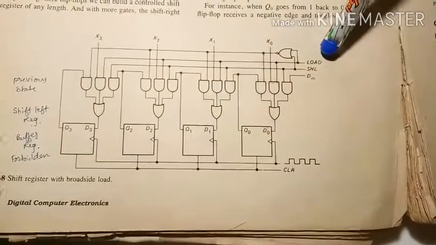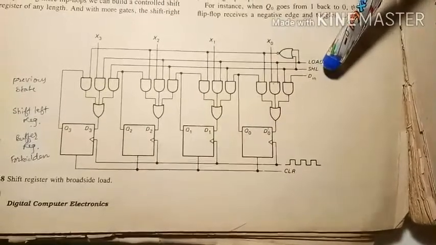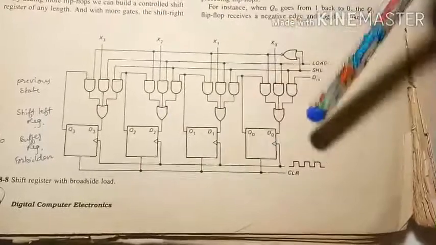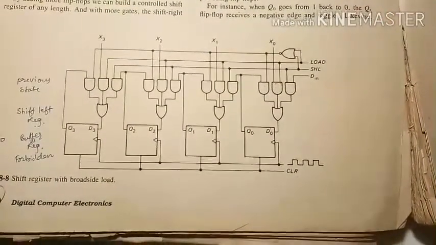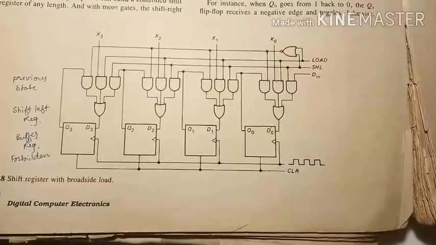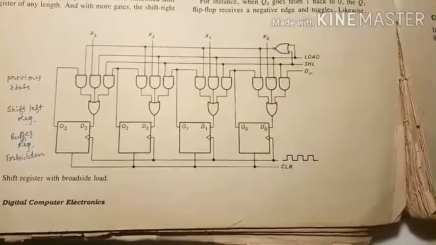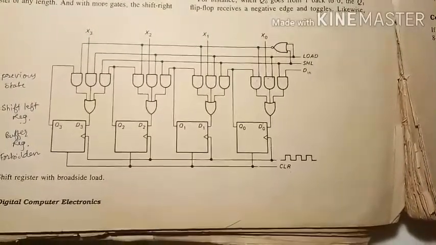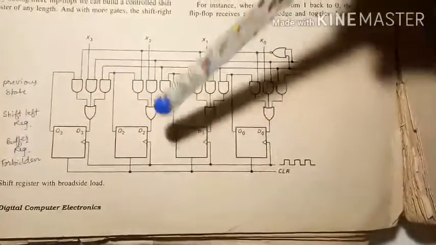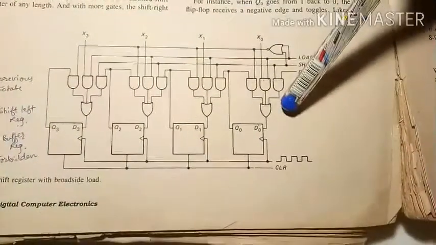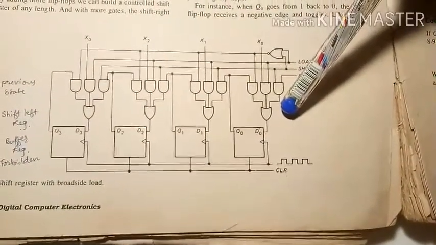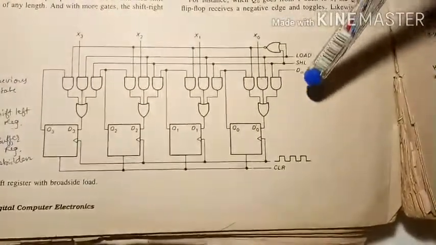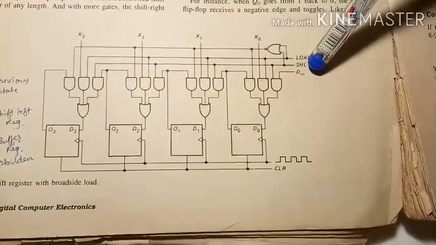If load is 0 and SHL is 0, then no change in the state of the output of any flip-flop is observed. It means it retains its data in each flip-flop as the positive clock edge arrives. That means this is nothing but a register circuit. So the register remains inactive when load is 0 and SHL signal is 0.